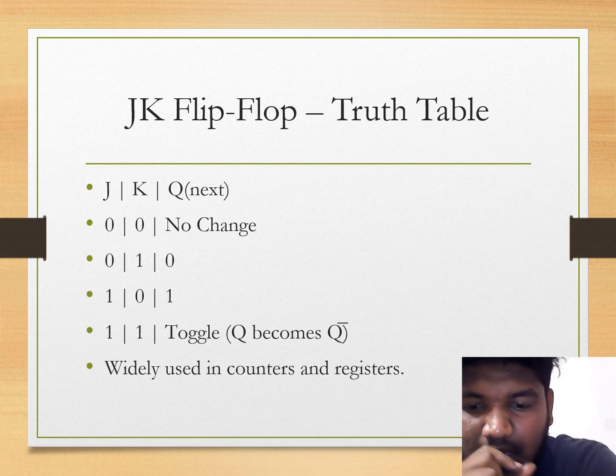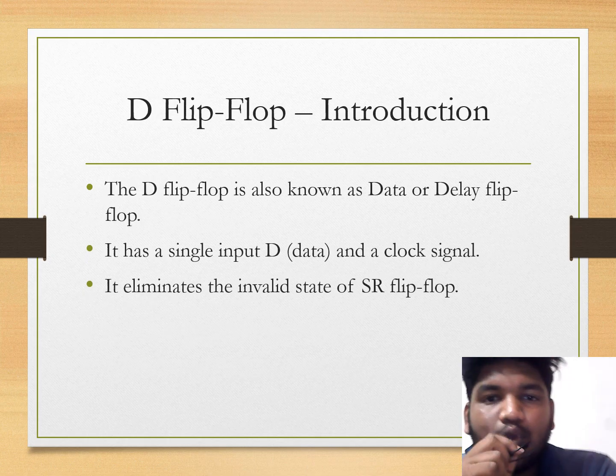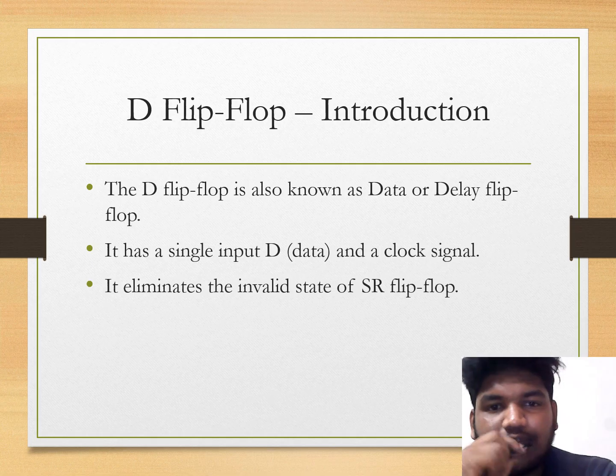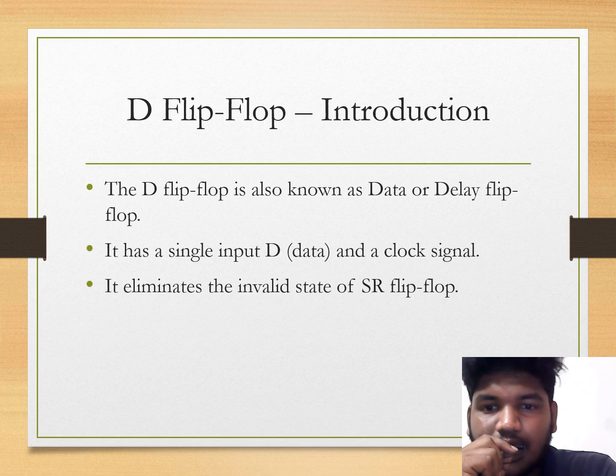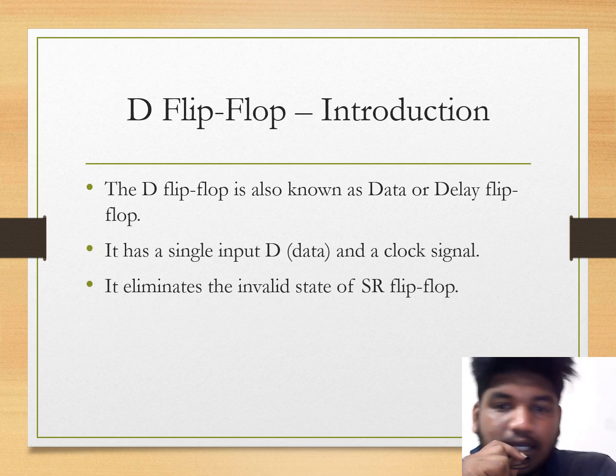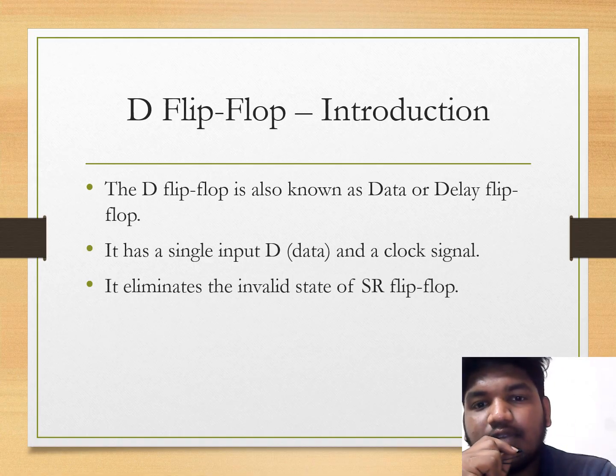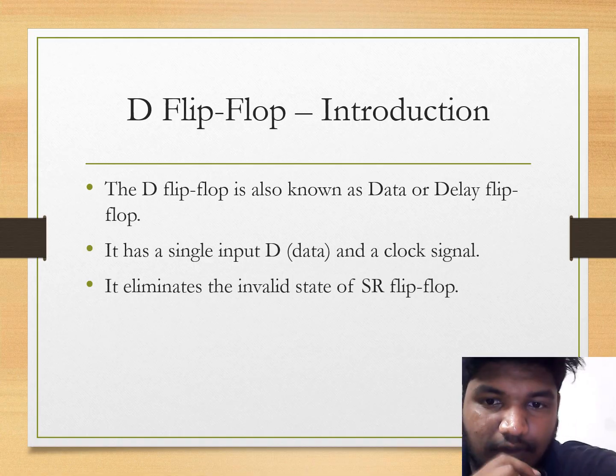In many of them. Now I am going to explain the D flip-flop. There are no drawbacks in this D flip-flop, and the D flip-flop is known as the data flip-flop or delay flip-flop. It has only one input and we have the clock signal. It has a single input D and a clock signal, and it eliminates the invalid states of the SR flip-flop.